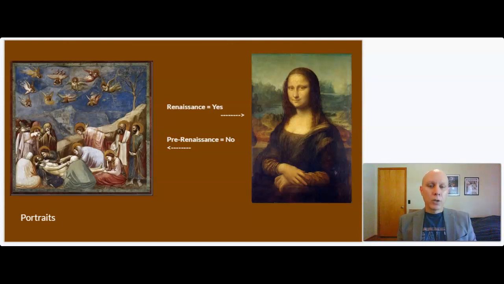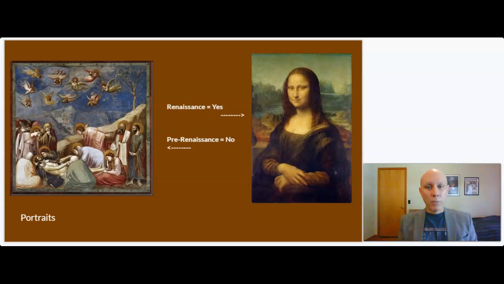Another important area to address with Renaissance art is the concept of portraits. On the left, you can see a scene being painted. It's got many different people in it. It is a religious scene. It's not a portrait. It's not of an individual. It doesn't emphasize an individual by placing only one person in the scene. It is just a painting with many people in it.